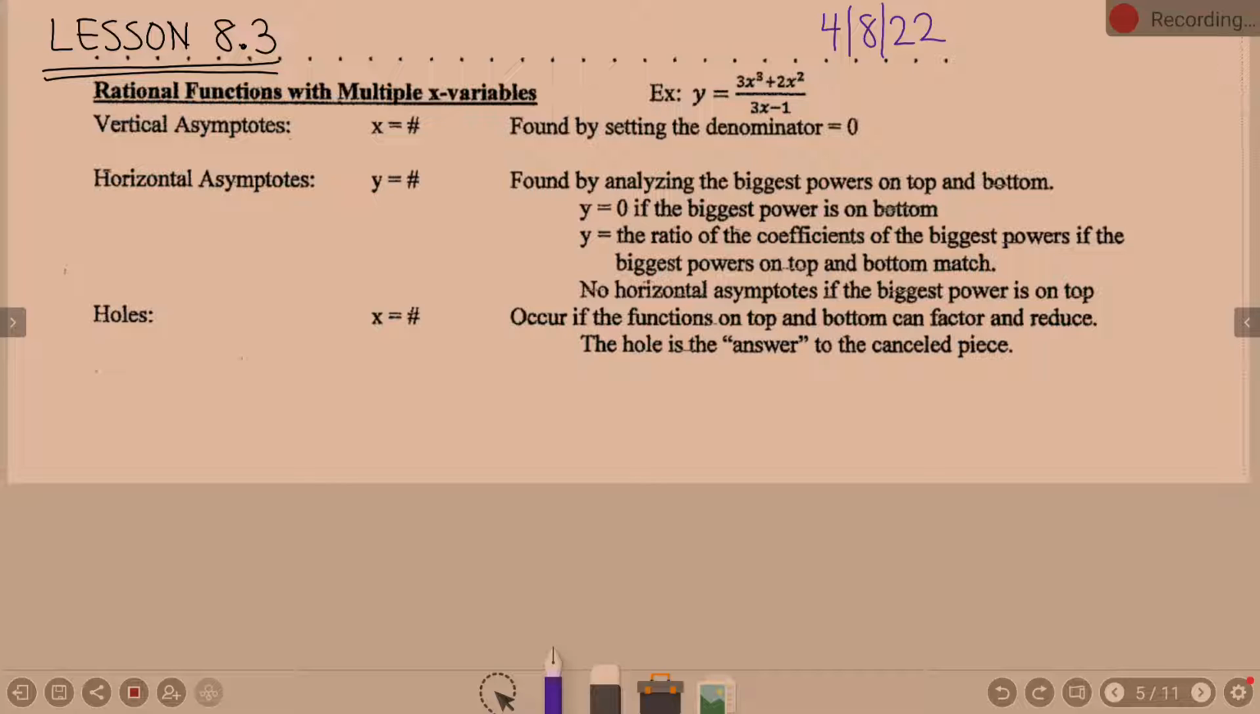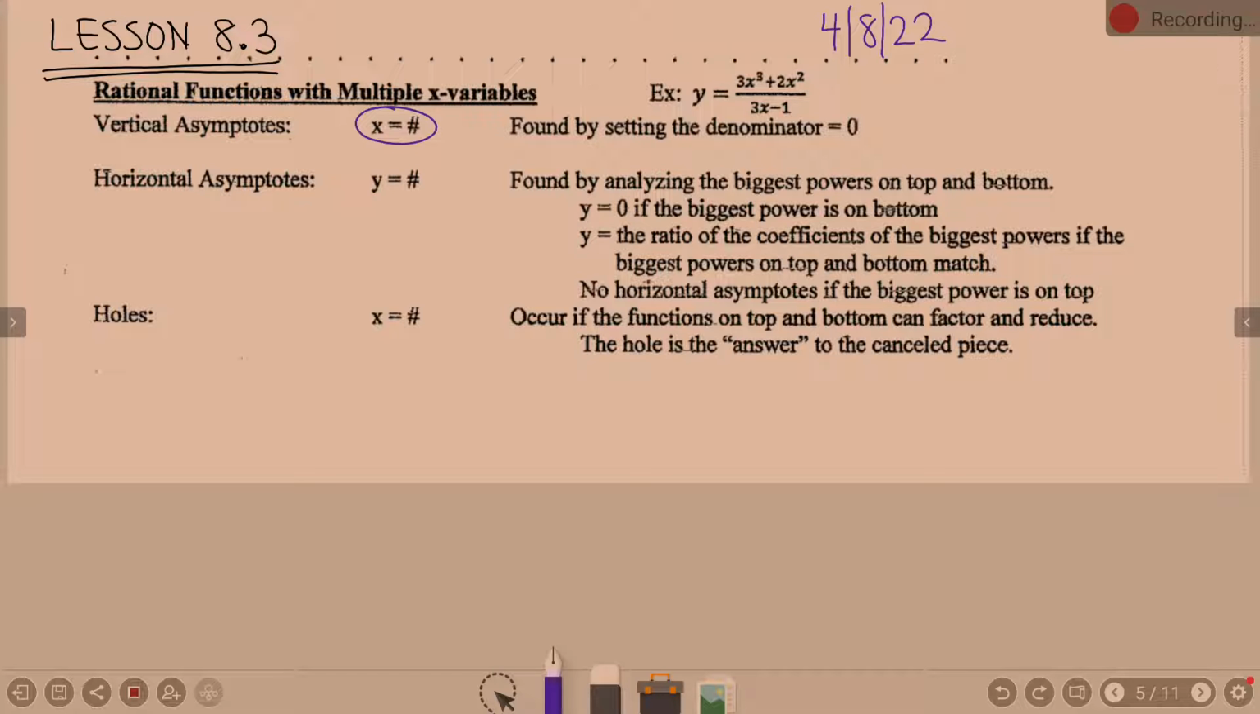So, vertical asymptotes. First of all, we talked yesterday, right? Vertical asymptotes are always x equals a number. It's wherever it crosses the x-axis, so it's x equals a number that is your vertical asymptote. Don't just give me the number, give it to me as x equals.